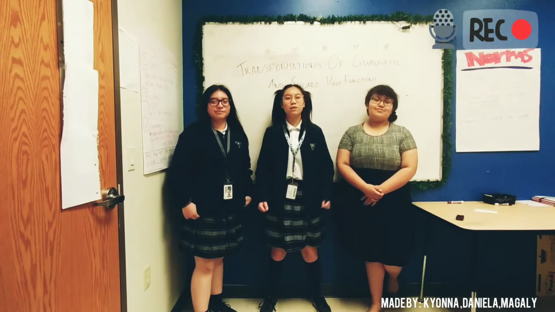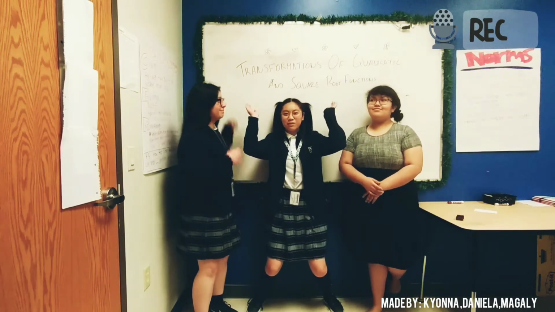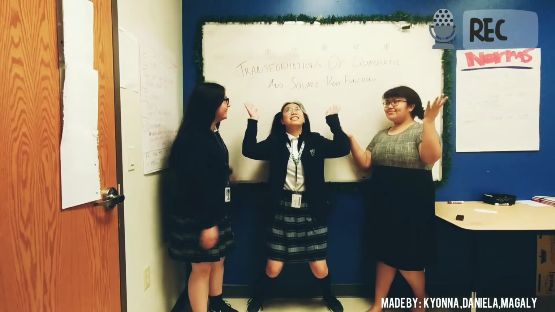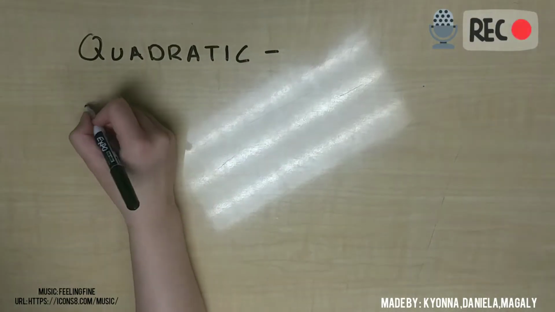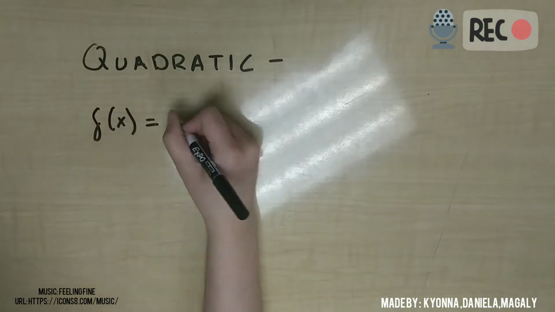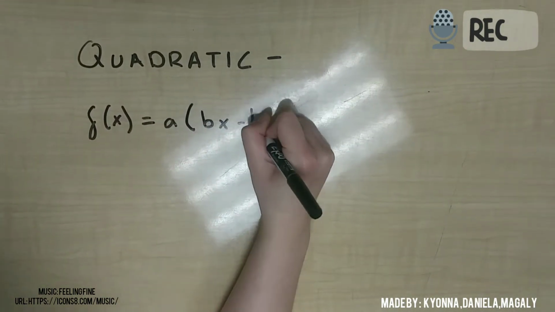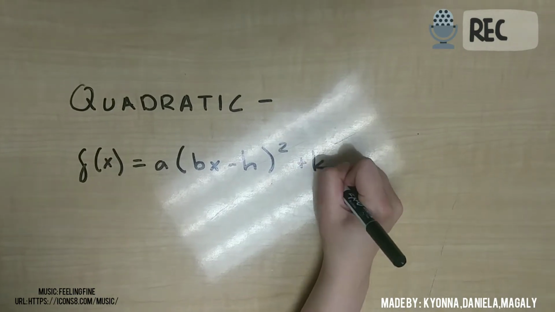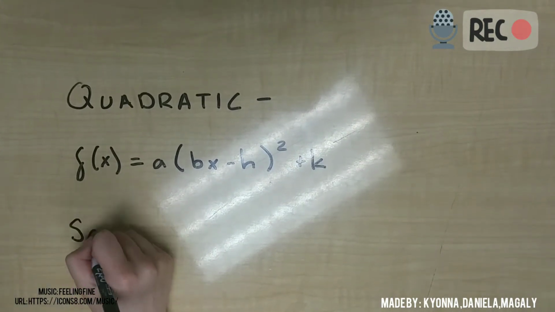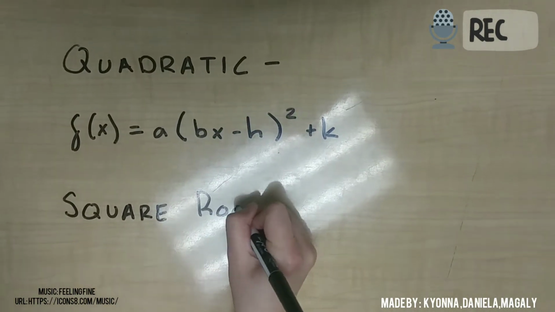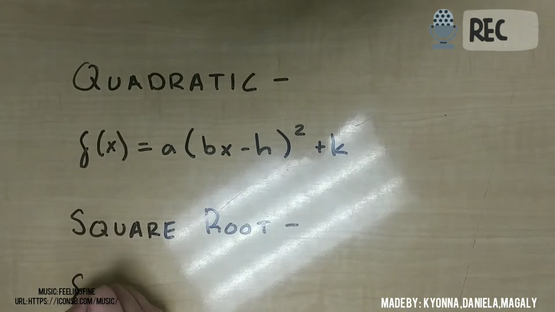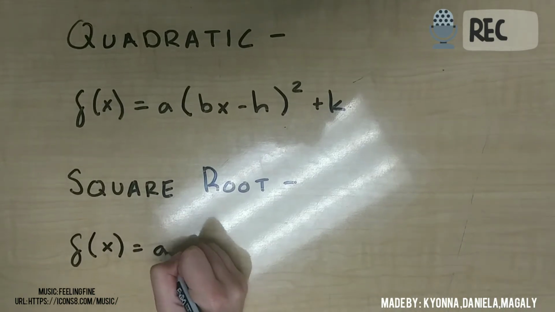Today we're going to talk to you about transformation of quadratic and square root functions. Let's get started. For quadratic, it is f of x equals a parentheses bx minus h close parentheses squared plus k, while the vertex form for a square root function is f of x equals a square root of bx minus h plus k. To transform functions, we look at each of the variables and their signs.